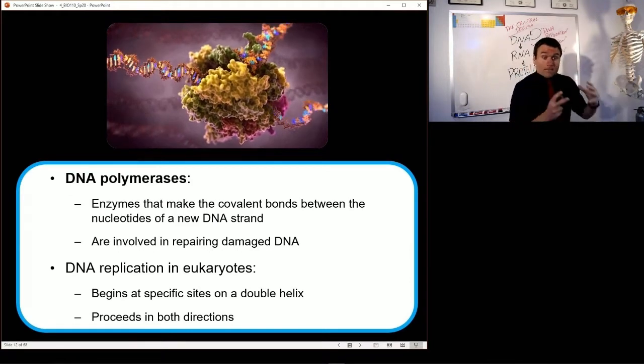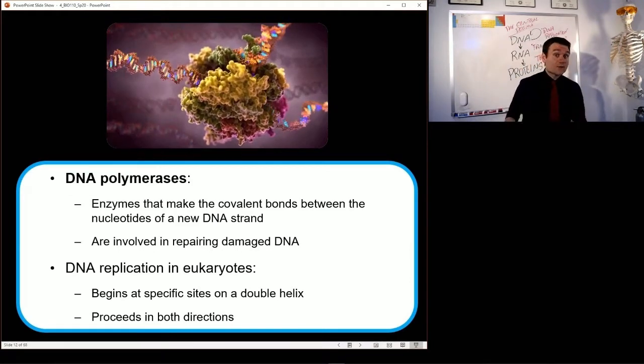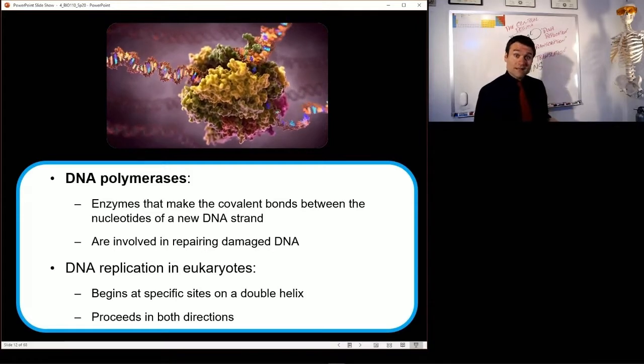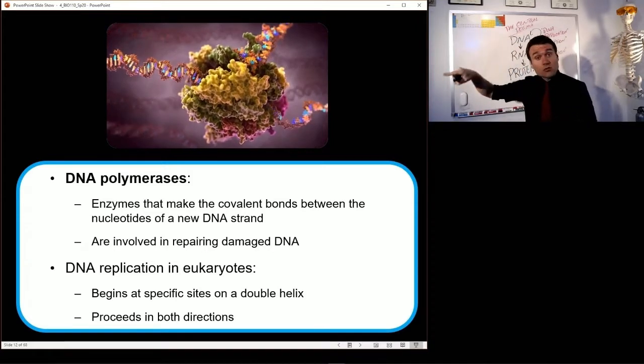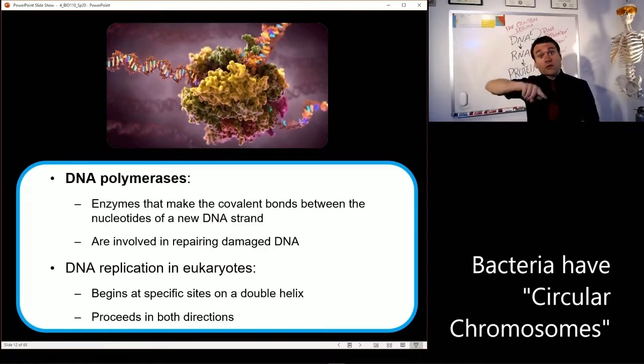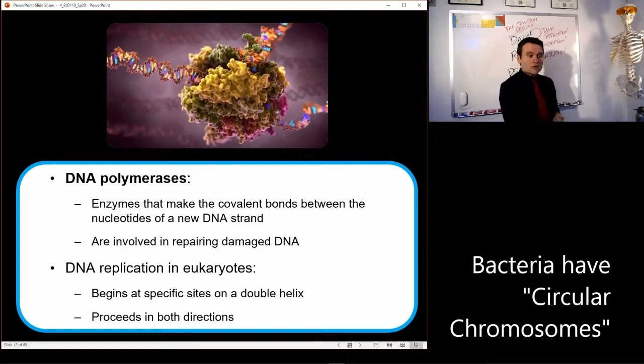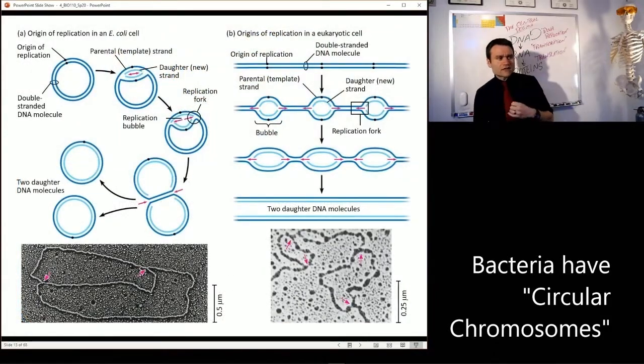Now, bacteria have a slightly different situation because they don't have linear DNA. They actually have circular chromosomes. All of their DNA goes in one big loop, which is interesting. And they also don't have a nucleus to protect it.